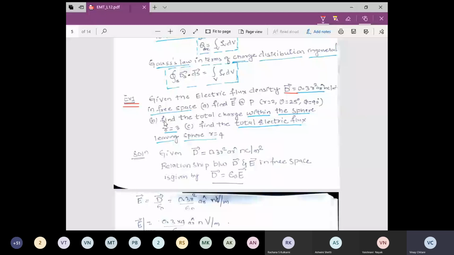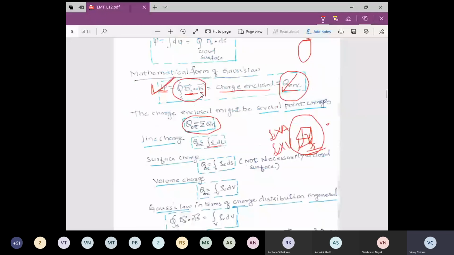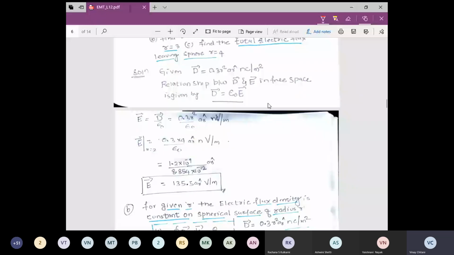In part B they have given D and were asking for Q enclosed. You can see that for a given D and for a given surface we can evaluate this integral and find the charge enclosed. So that is what we have done in part B.